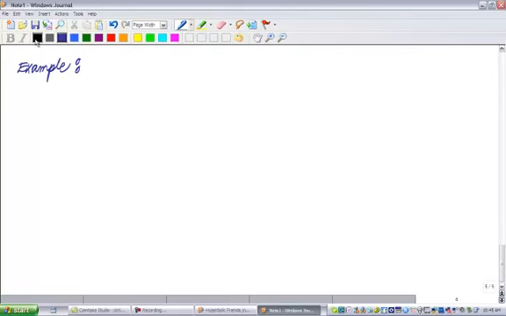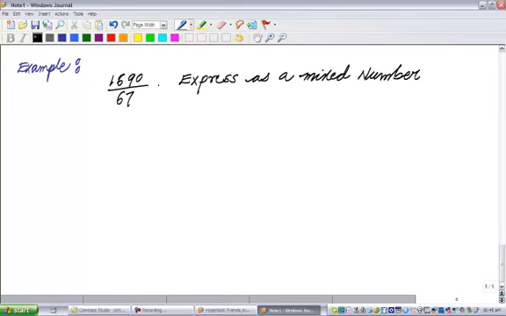Let's say I have the fraction 1690 divided by 67, and I want to write it as a mixed number. Okay, so express as a mixed number. So what should we do? We start with 1690. We divide that by 67.